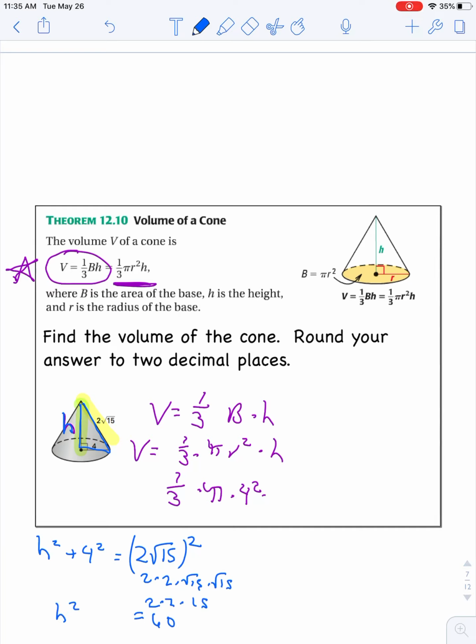So now I have h squared plus 4 squared equals 60. Now I subtract 16 from 60. I get h squared is equal to the square root, or sorry, I went a step ahead here.